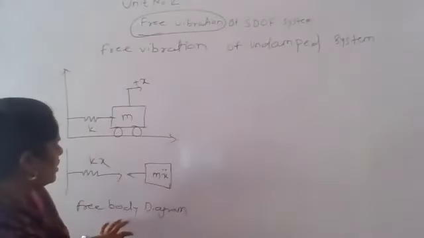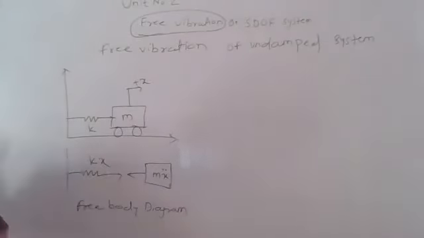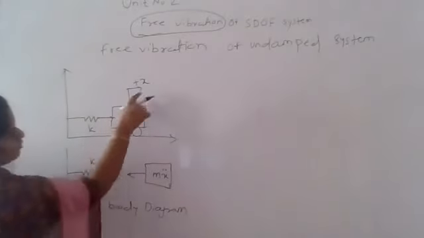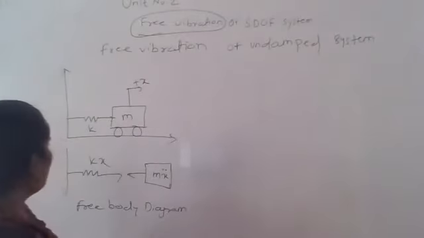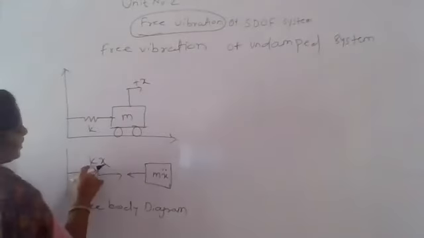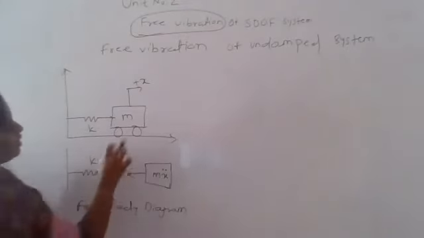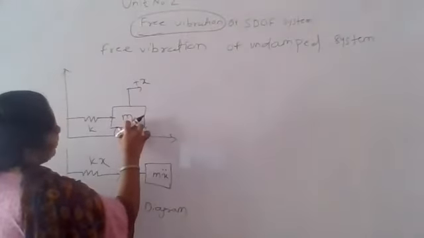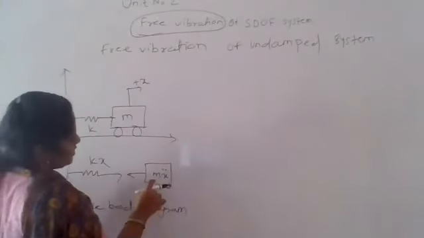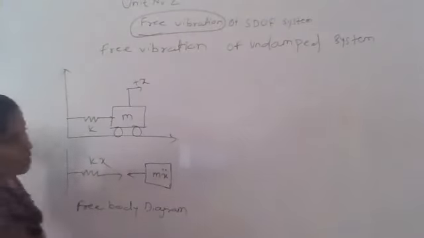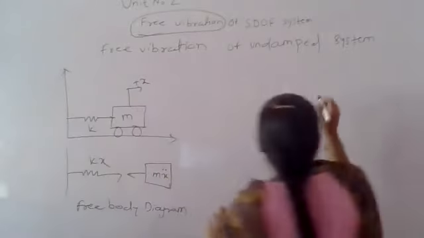And if you go for the free body diagram of this, what will happen? That K is proportionate with respect to the X. That's why that spring constant, spring force will be produced as a K into X, and M produces, that mass of the system with respect to the inertia force X double dot, that is the M X double dot. All of you understand?